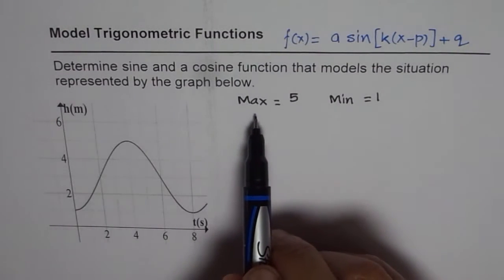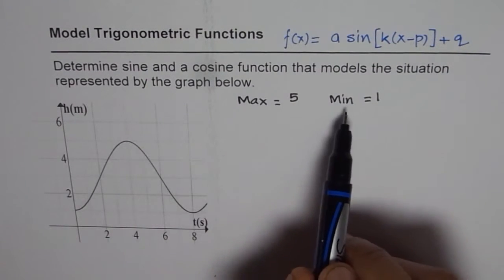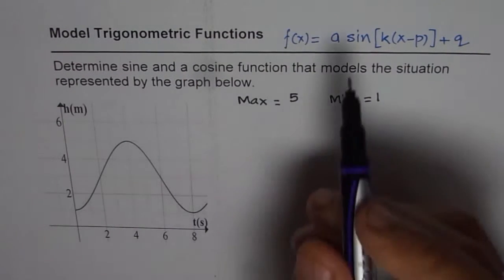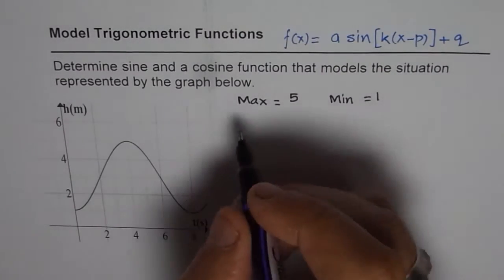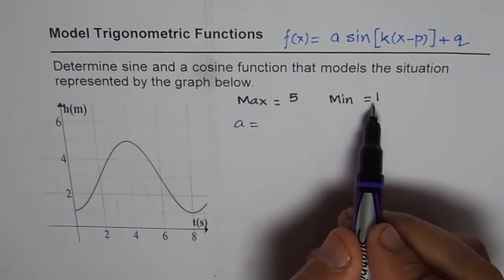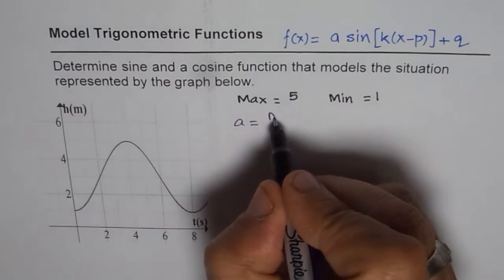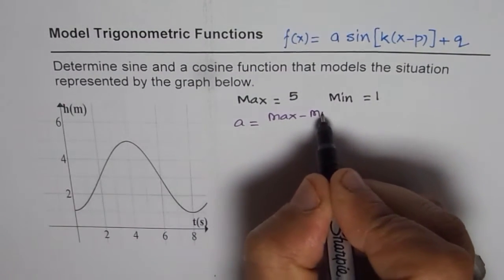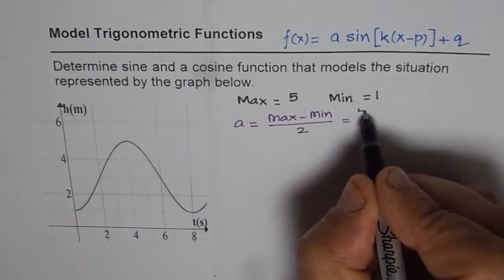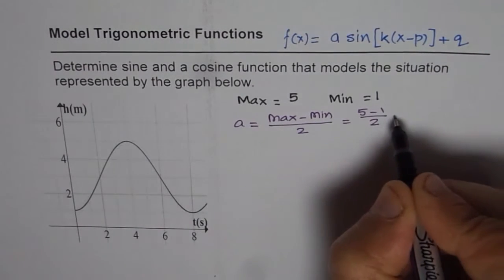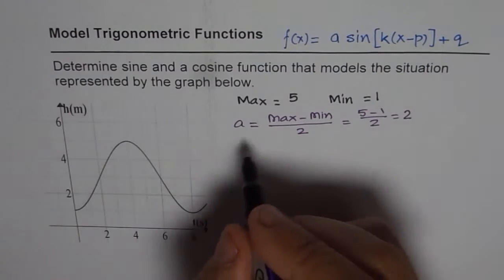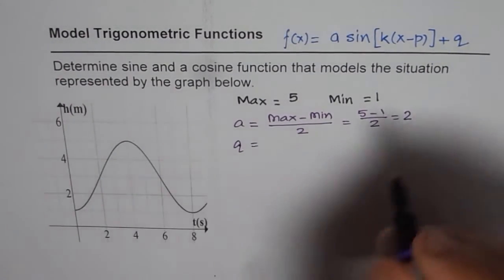So we have already got 2 values, which are the maximum and minimum values. These values help us to find a and q. So a is equal to the difference of these 2 values divided by 2. So the formula is maximum minus minimum divided by 2. In our case maximum is 5, so we'll do 5 minus 1 divided by 2, which is 4 divided by 2, which is 2. So this is the amplitude, correct?